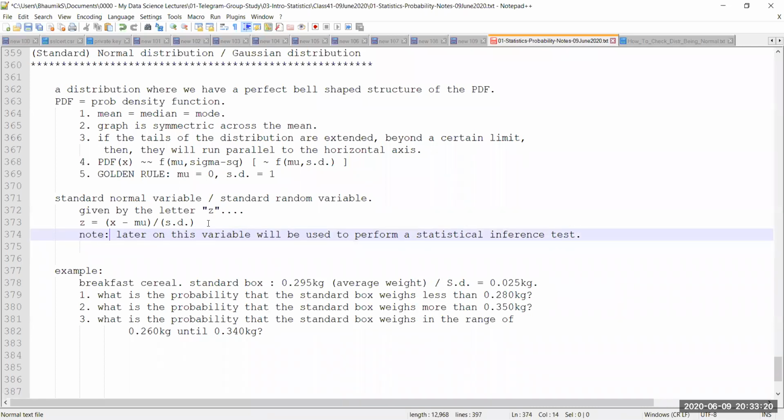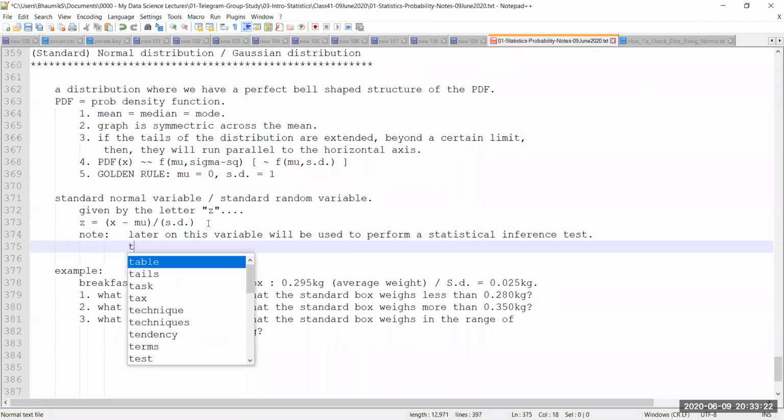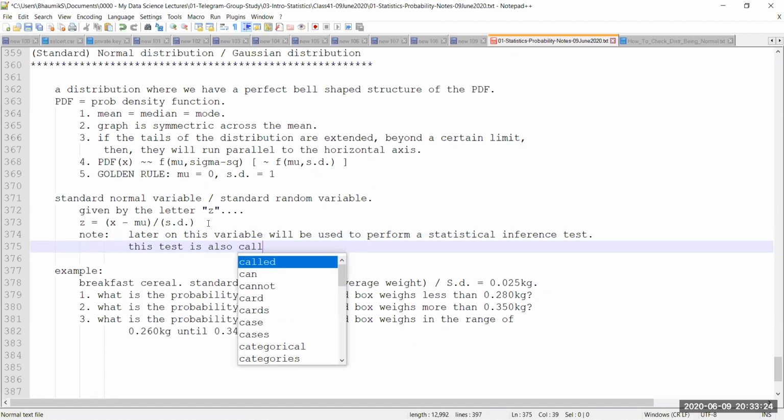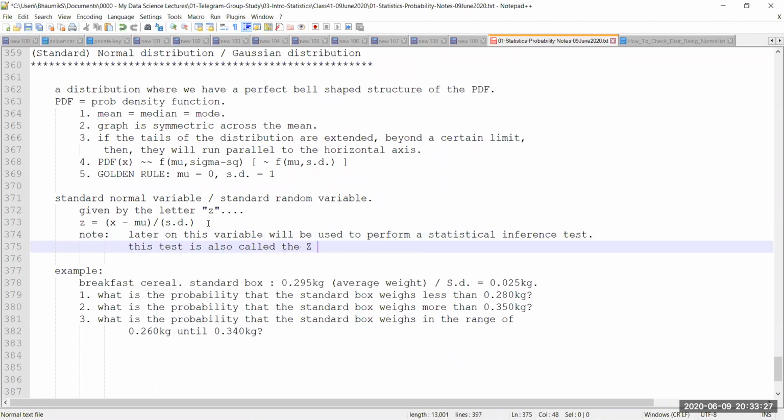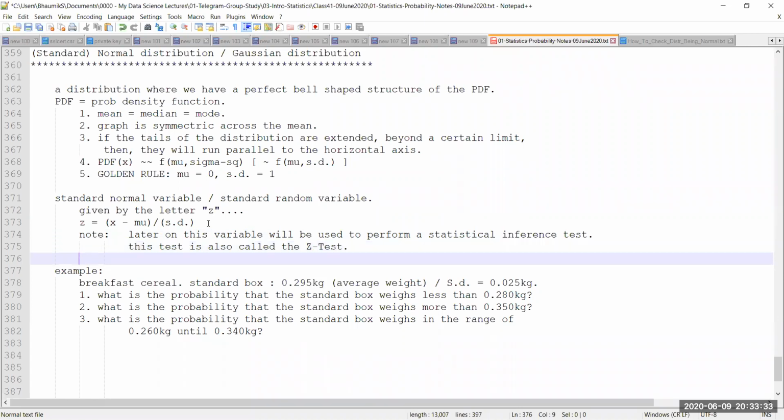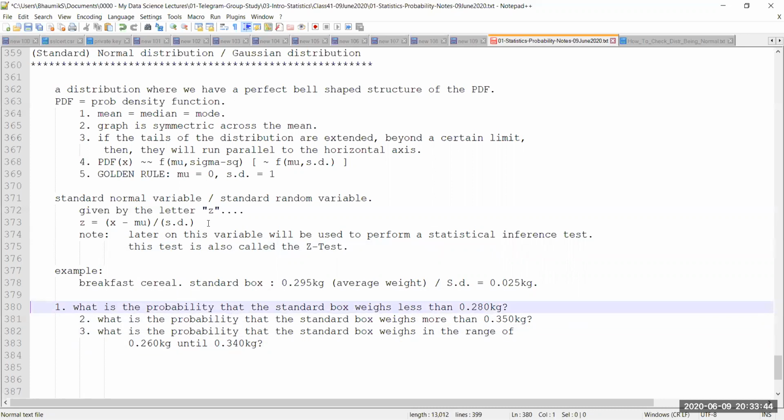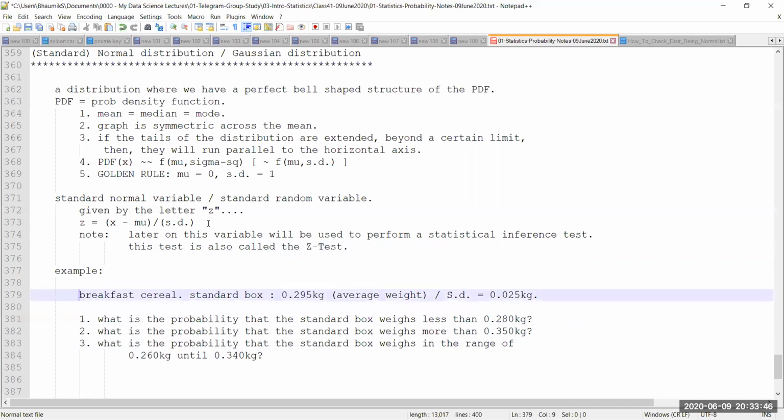This test is also called the Z test. We're going to see a small demo of it. We are not actually going to perform the Z test right now, it's too early, but we'll see one of the applications. Before we closed yesterday's call, we also saw one example where we took the questions. So we gave a scenario.